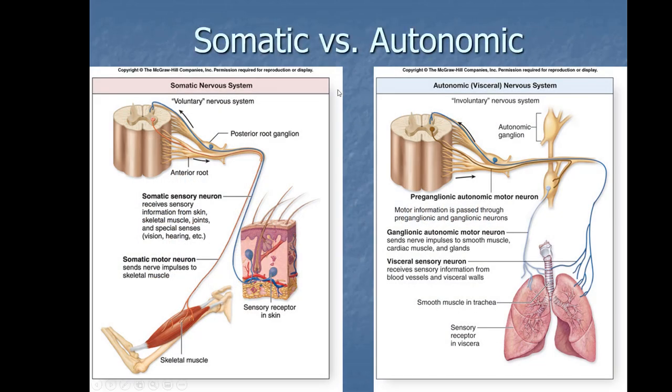Comparing the somatic versus the autonomic: in the somatic nervous system, there's one motor neuron that leaves the spinal cord and goes out to skeletal muscle. If you look over here on the autonomic side, there's not one but two motor neurons. One leaves the spinal cord, and then it synapses with a second one that goes to the organ, in this case the lungs. Generally we call the first one the presynaptic or preganglionic neuron, and the second is the postsynaptic or postganglionic neuron. It's called pre and postganglionic because where they synapse is a ganglia, or ganglion.